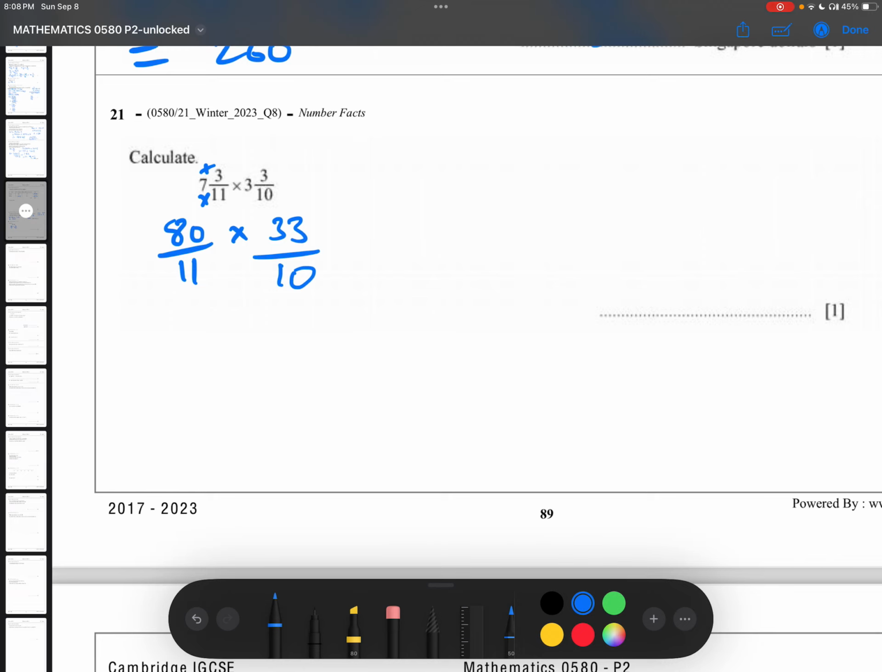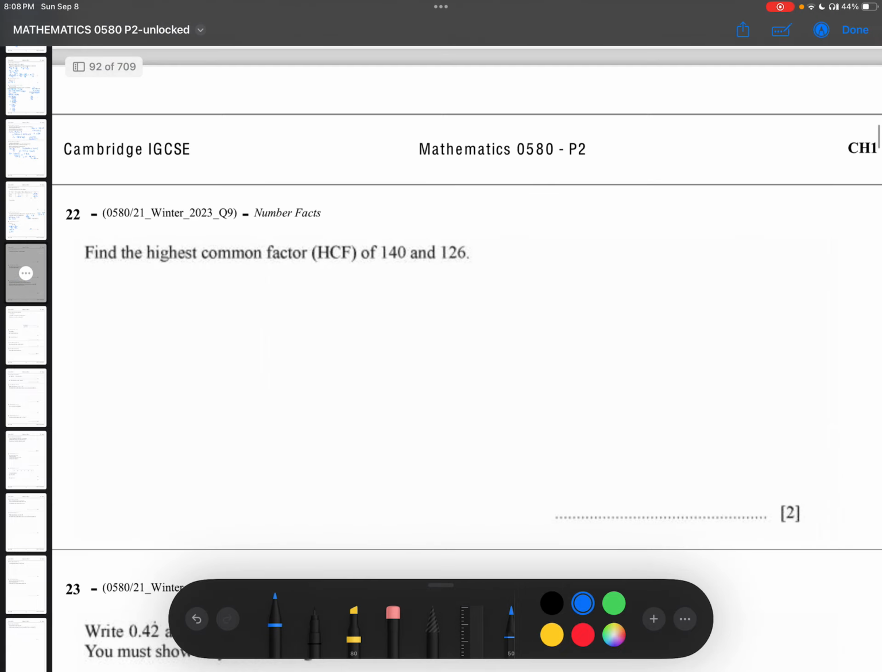So now we are left with 8 upon 1, so that is 8, multiplied by 3 upon 1 is 3. And 8 into 3 is 24. So this is our answer. Let's move to the next question.